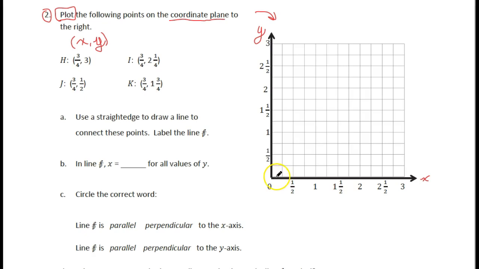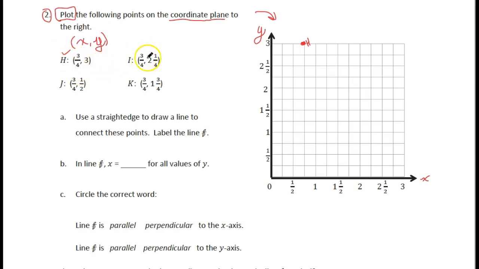So we start at 0, and we can see that this is half, and this is 1, so therefore this must be 1/4, 1/2. This is 3/4, and it says we're going to go all the way up to 3. Here's this point, and we're going to label it H. Now let's put a check mark, done.